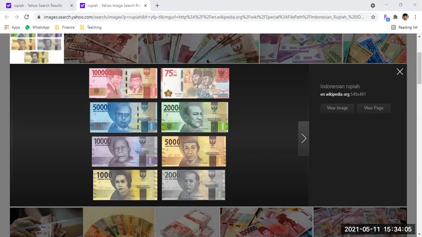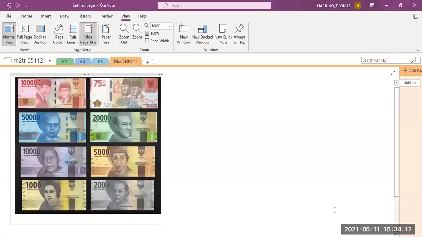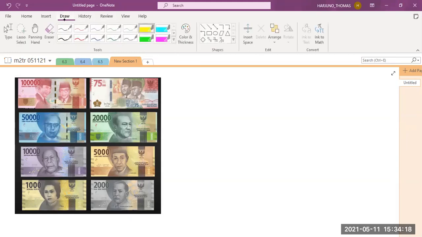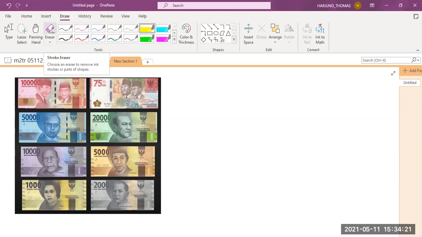Put it back to our notes so that we can see together even better. Okay, and write on it. This is Indonesian money. And of course, you may find it strange that Indonesia has this.